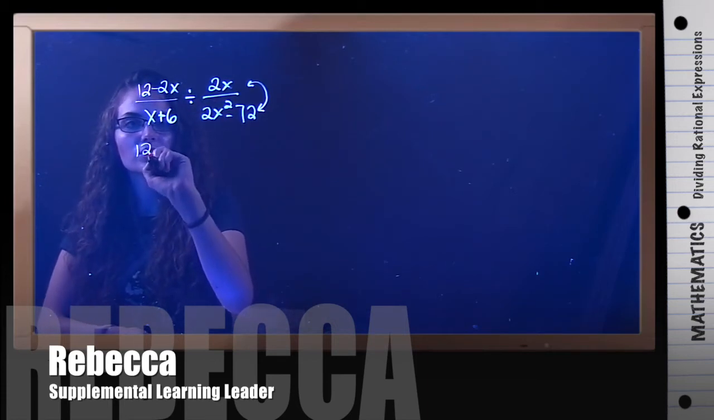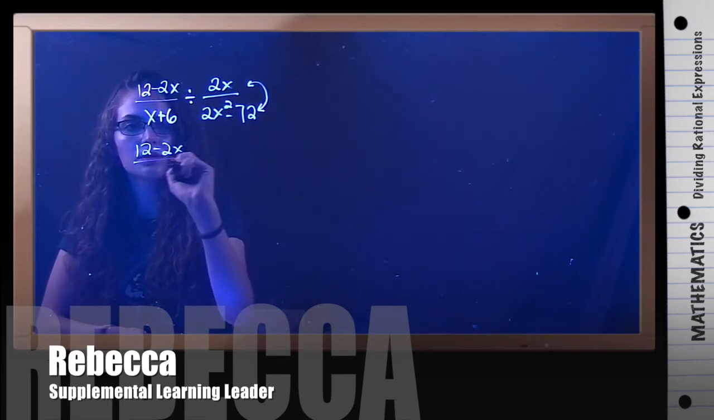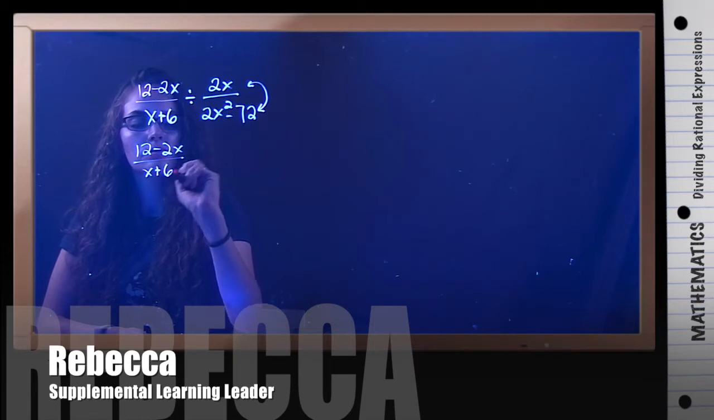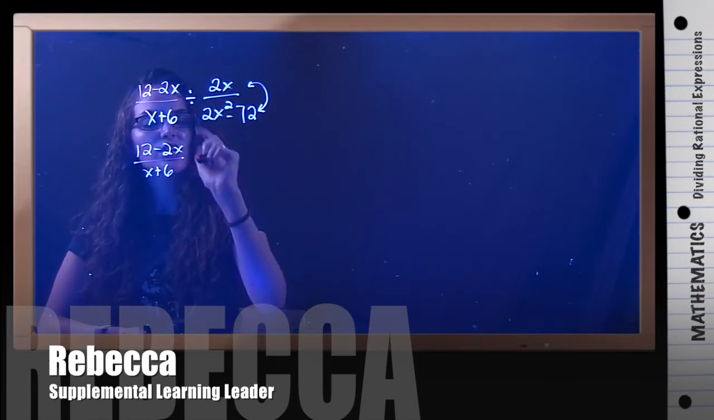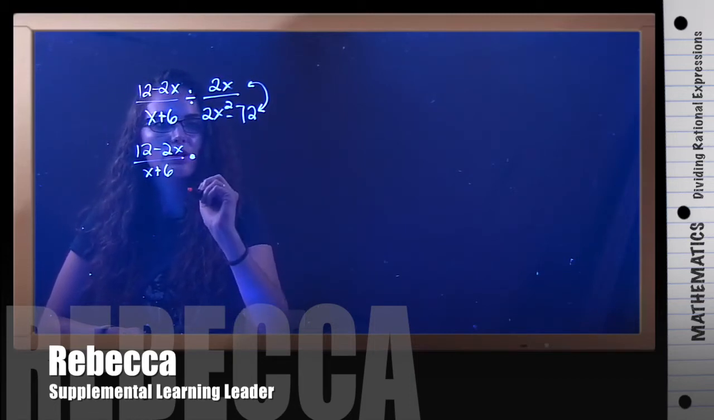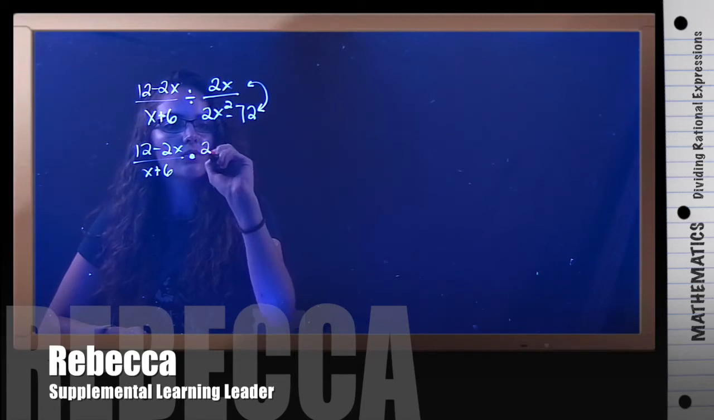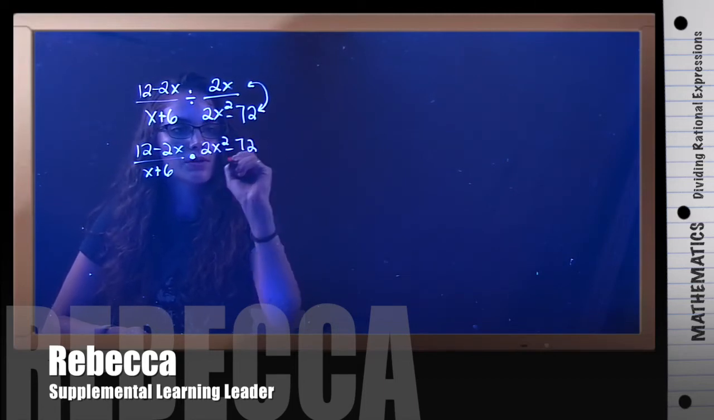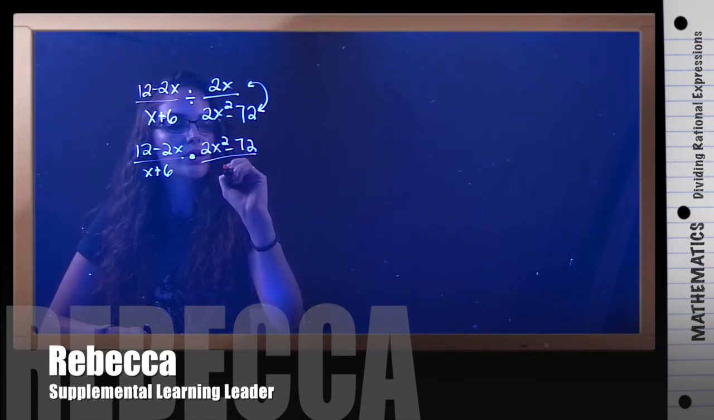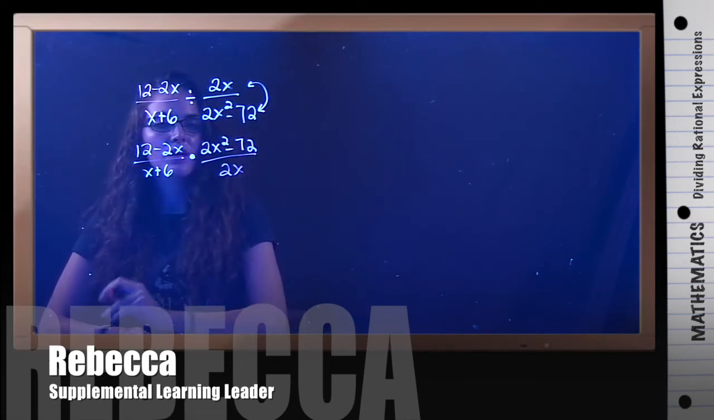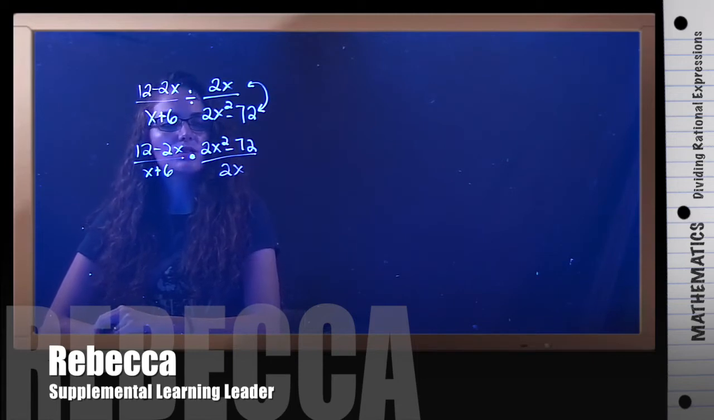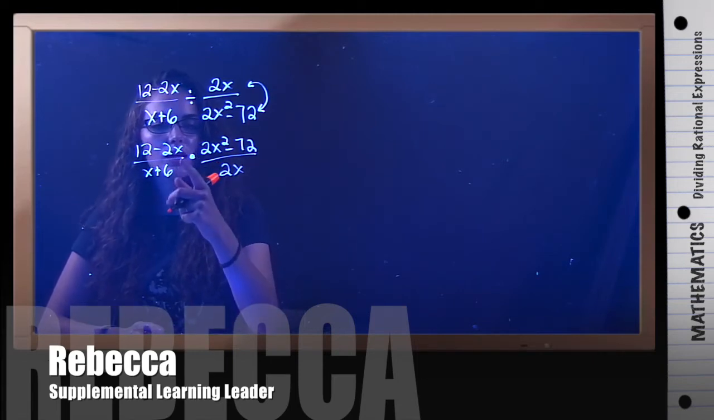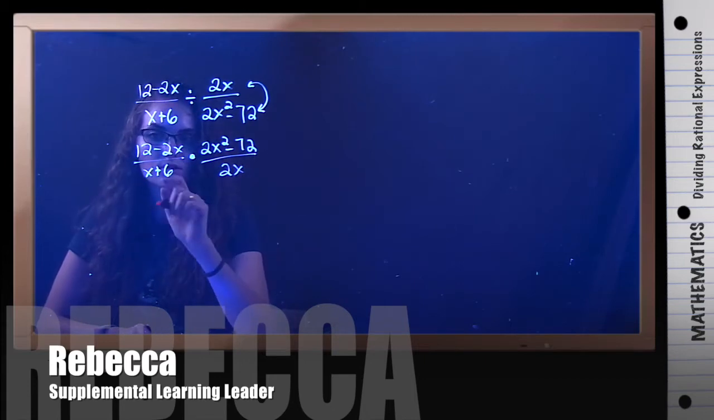So the first fraction stays the same, and you also have to change the division symbol to multiplication. So the denominator of the second fraction becomes the numerator, and the numerator becomes the denominator. Now it's just a multiplication problem, and we can start this by factoring each of the sections.